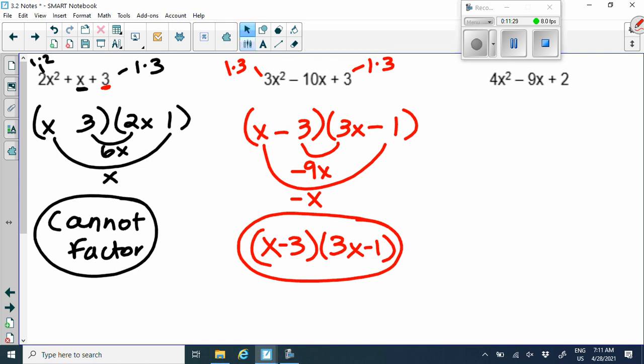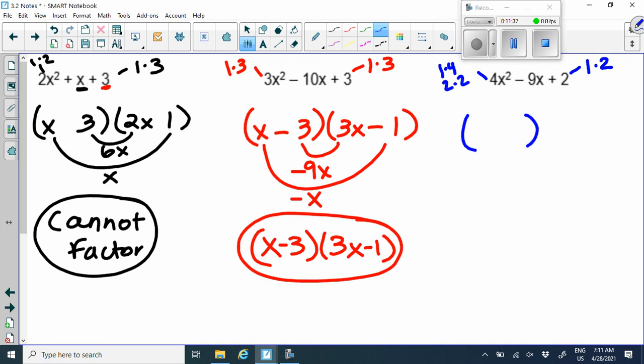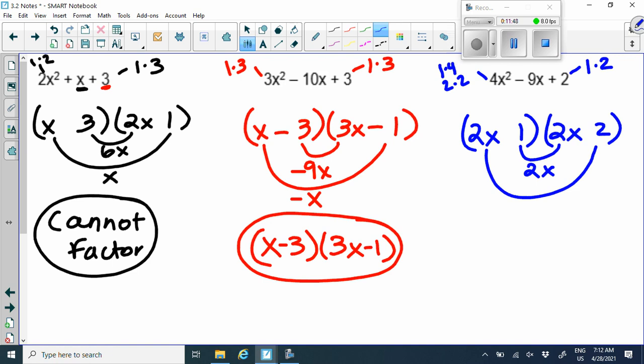Okay, last one. So with my 2, that's 1 and 2. With my 4, I have 1 and 4, 2 and 2. So we got to try both of these. Okay, so I tried 2x and 2x, and I tried 1 and 2 to see if this works. Multiply the inner, I get 2x. Multiply the outer, I get 4x. I'm trying to add up to the middle term of negative 9x. Well, 4x and 2x will never add up to a negative 9x, so this doesn't work.